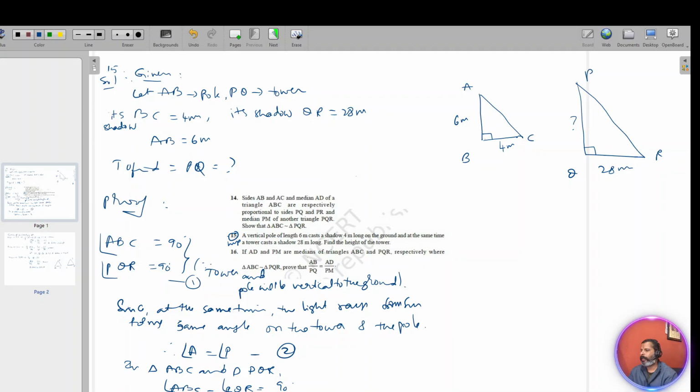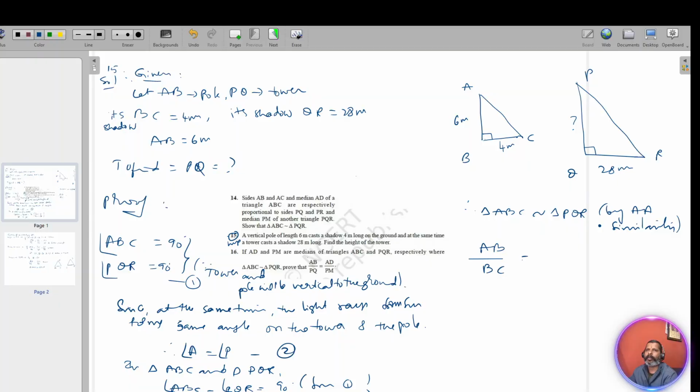A equal to P, from 1, from 2. Write the reasons for both of them. Therefore, by AA criteria they are similar. Therefore, triangle ABC is similar to triangle PQR by AA similarity. When we have AA similarity, we just apply the ratios.